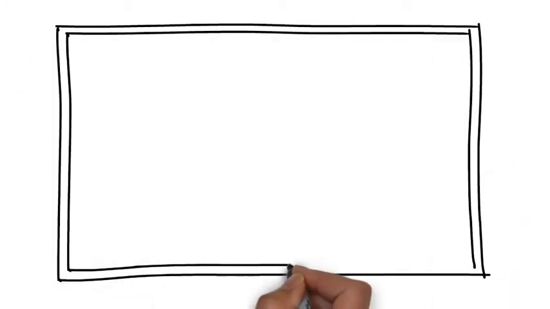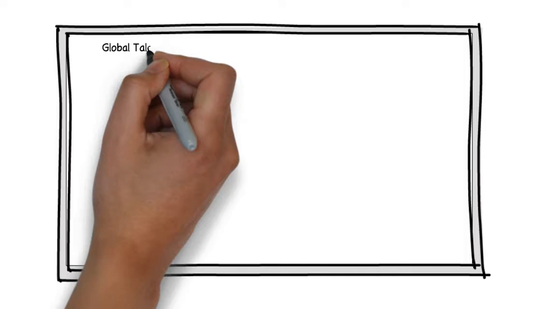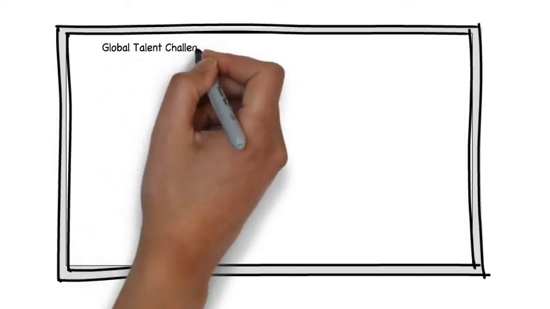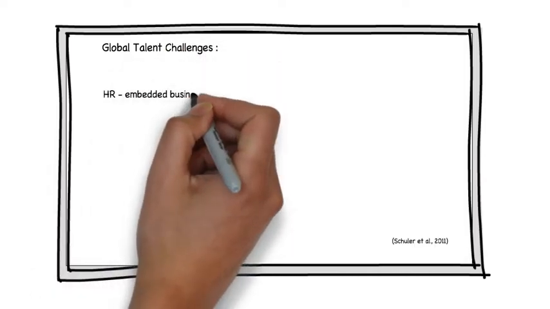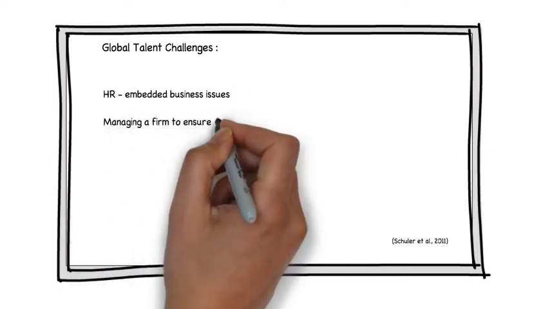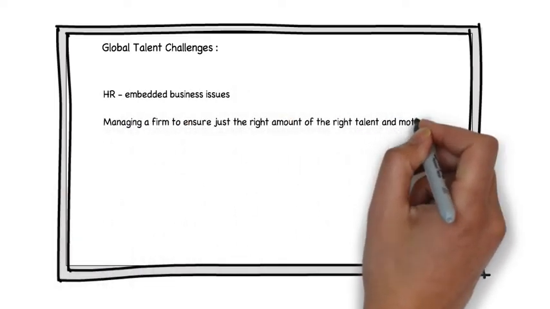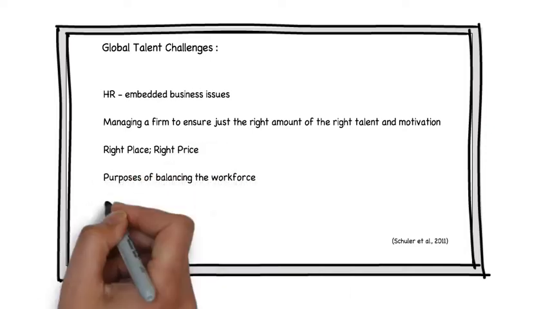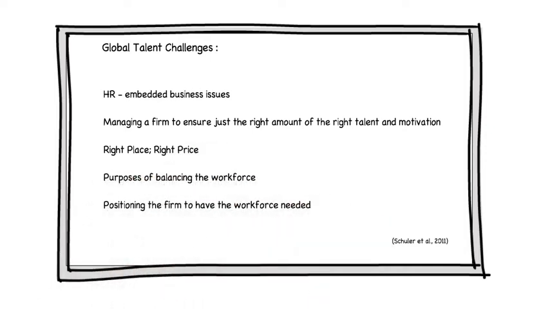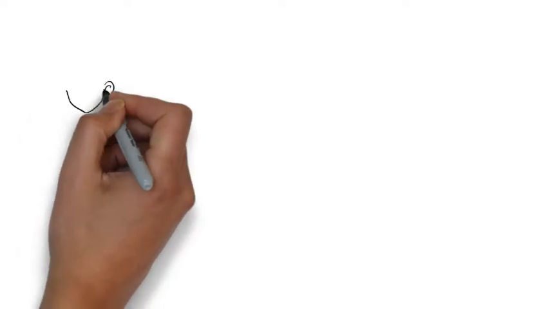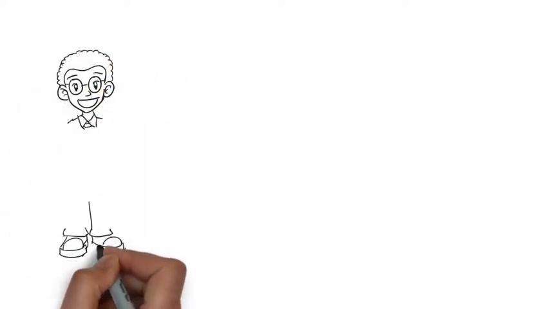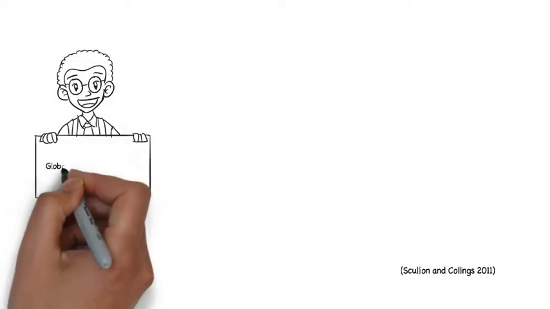Human resource teams in multinational companies face global talent challenges. These are significant HR-embedded business issues that focus on managing a firm to ensure just the right amount of the right talent and motivation, at the right place, at the right price, during all economic and financial ups and downs in a very competitive world, for the purposes of balancing the workforce with the needs of the firm in the short term, and positioning the firm to have the workforce needed in the long term. As we will later see, a lot depends on how successfully companies tackle these challenges.